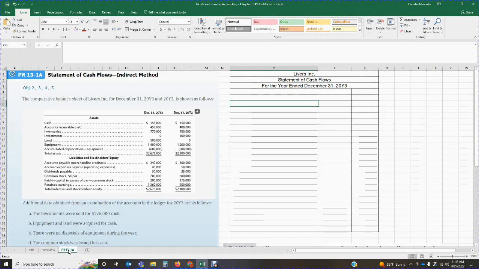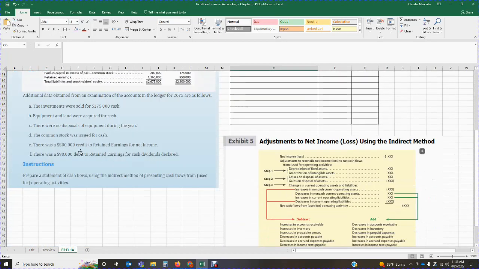We are provided with the comparative balance sheets for Livers Incorporated for December the 31st of the years 20Y3 and 20Y2. We have the assets section and the liabilities and stockholders' equity section. Very important to note, the first column is 20Y3, the most current year. The second column is 20Y2. So we're going to compare if we have any increases or decreases from 20Y2 to 20Y3. We're going to be using the comparative information to calculate some of the numbers we're going to be using. They provide us with some additional information.